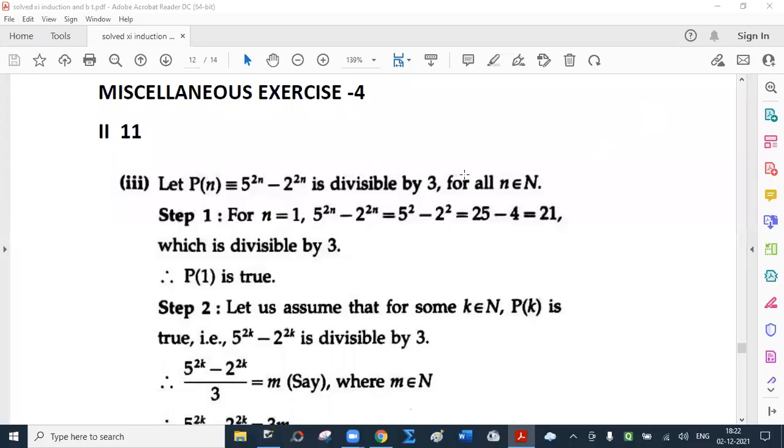Now, third part, let me explain, please, but do write the solution after the lecture. Third part, prove by method of induction, 5 raised to 2n minus 2 raised to 2n is divisible by 3 for all natural values of n. Let Pn denote the given result. Step 1, for n equal to 1, we get 5 square minus 2 square, that is 25 minus 4 equal to 21, which is divisible by 3. So P of 1 is true.